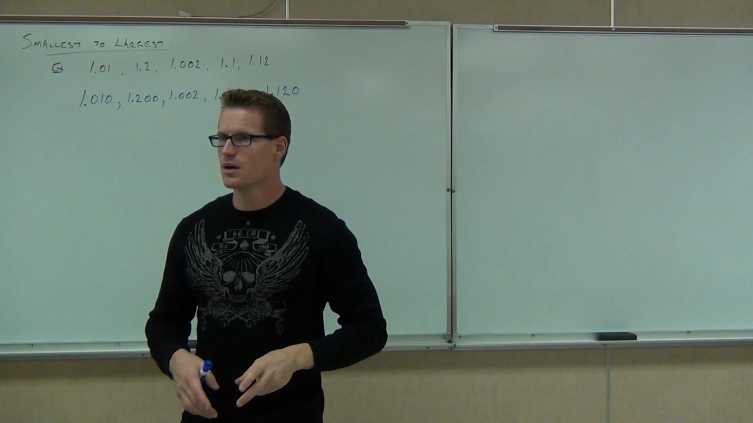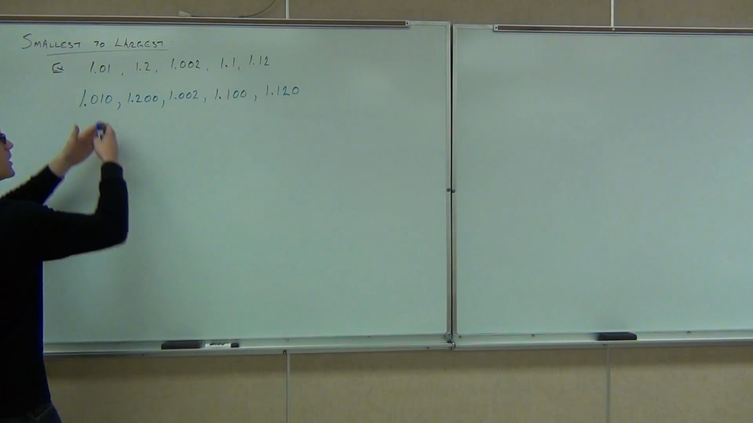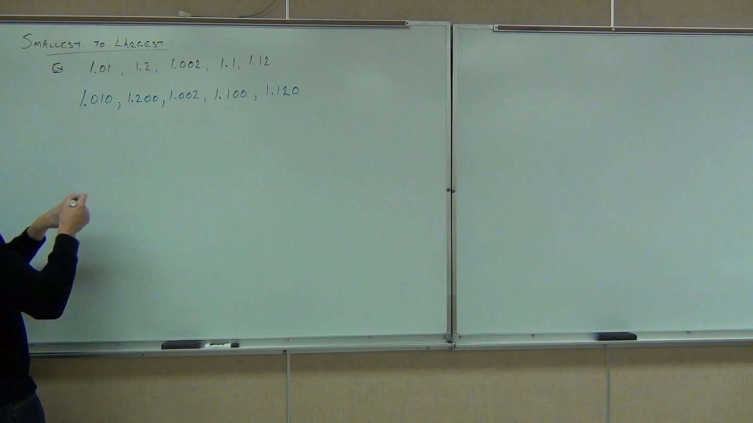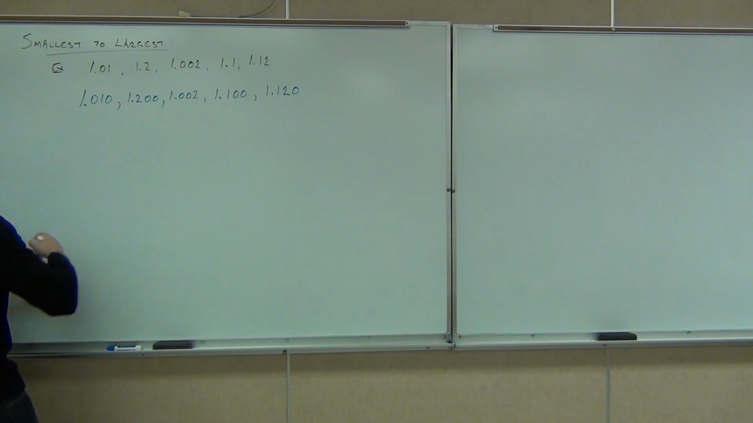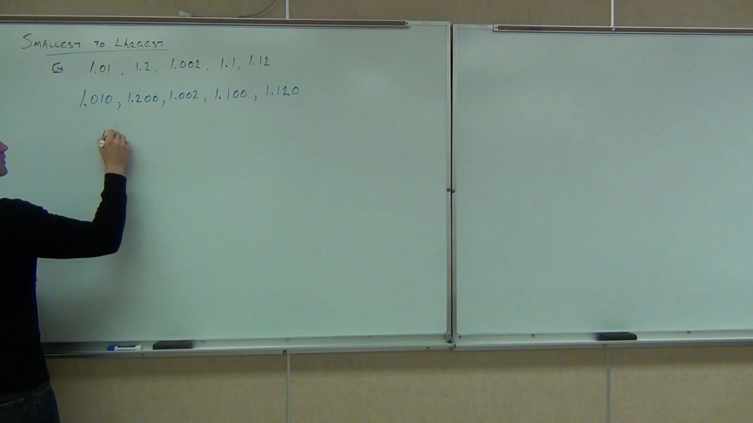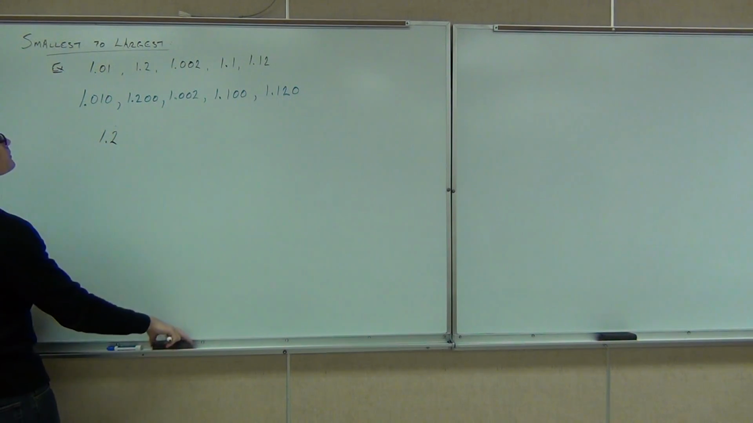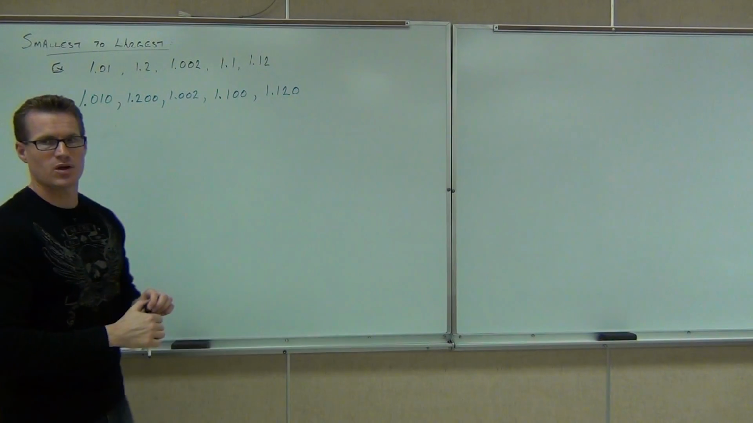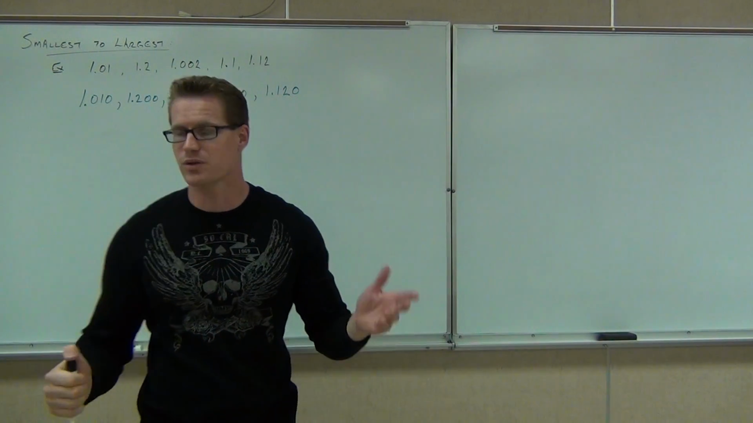Are you with me? So what's the biggest number that we have? 1.2. Yeah. So we're going to write 1.2 first. And then smallest to largest? Oh, did I say that? Yeah. Okay, good call. I meant largest to smallest. I wrote smallest to largest. So let's stick with smallest to largest.